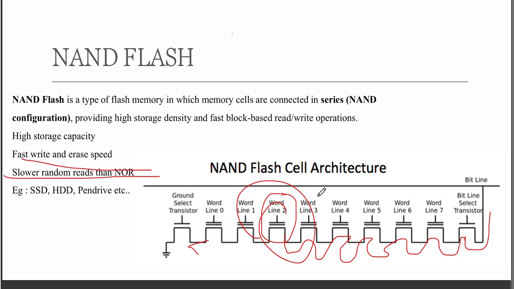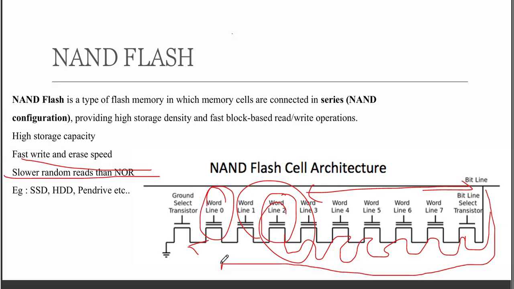Here, the time taken to read line 2 is more compared to NOR flash. I will explain how the NOR flash reading operation is efficient. So if I want to read line 2, I need to check and move through each transistor one by one to reach the final destination, right? This time taken is why it is a slower random read. This is what I explained previously: it is a random read.